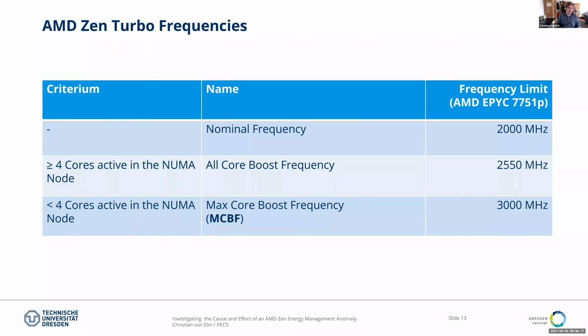The turbo frequencies in the AMD Zen architecture are guided by 2 main limits. The first limit is the all-core boost frequency at 2.55 gigahertz, which is the limit for cores if 4 or more cores are active in that NUMA node. If fewer than 4 cores are active, the frequency limit is the max core boost frequency, MCBF in short, which is in this case 3 gigahertz.